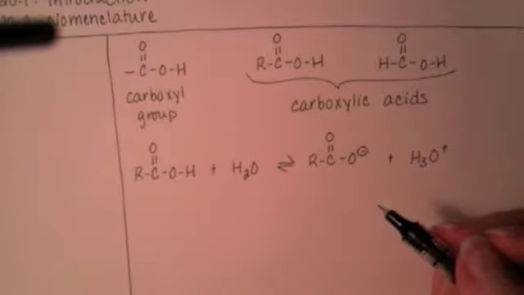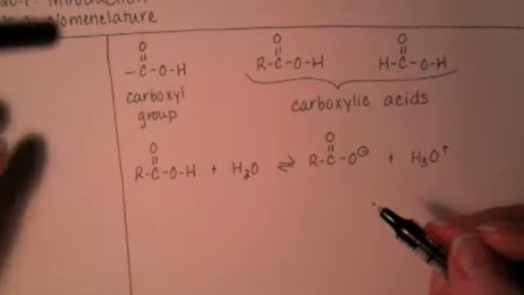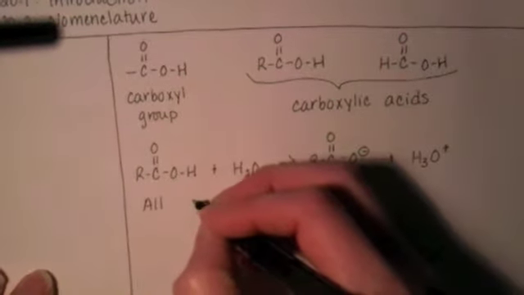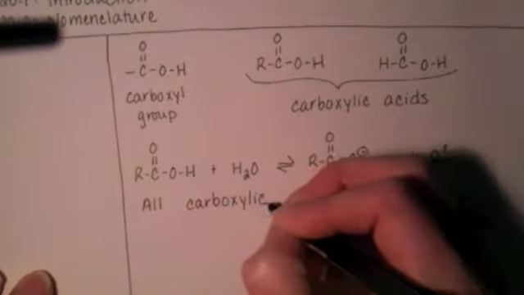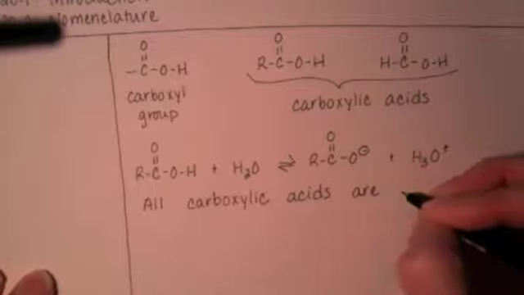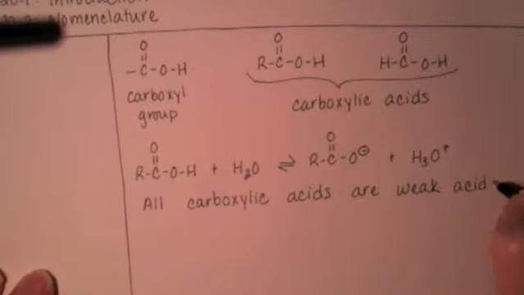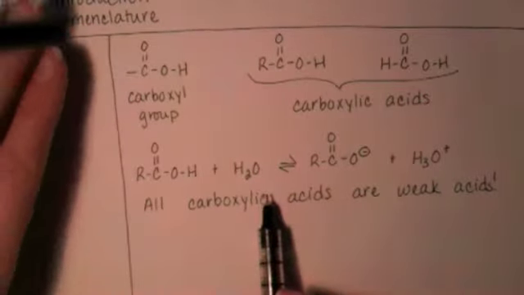We're going to learn a little bit about them and how to name them later on in the chapter. We're not going to do it as part of the nomenclature in section 22, but we will get to it. So all carboxylic acids are weak acids. They all have equilibrium with water.